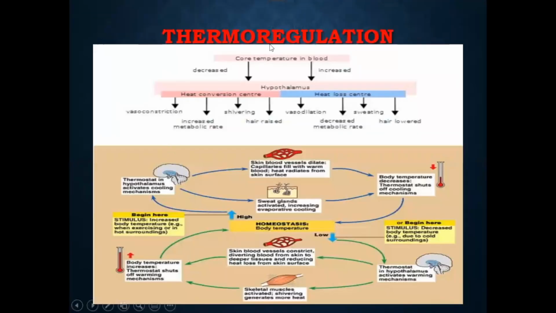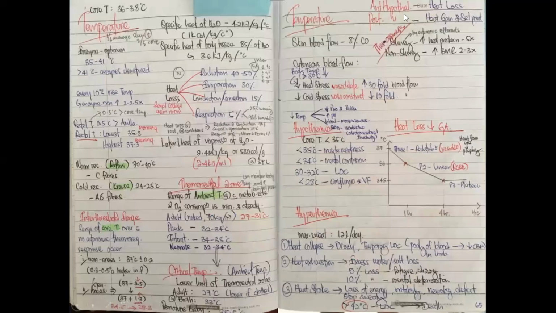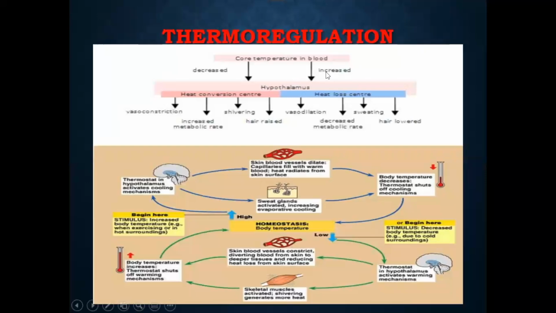Next, thermoregulation. If the core temperature in the blood is increased, which hypothalamus will get this one? As I told you, anterior hypothalamus, because you have to lose the increased heat. So anterior hypothalamus will get started. It will stimulate the heat loss center. The heat loss center will cause all the mechanisms to reduce the heat by causing vasodilatation. When your blood vessels are vasodilated, it will cause heat loss to bring the temperature lower. Decrease metabolic rate. Sweating, you will sweat more. When you sweat, you lose the heat.